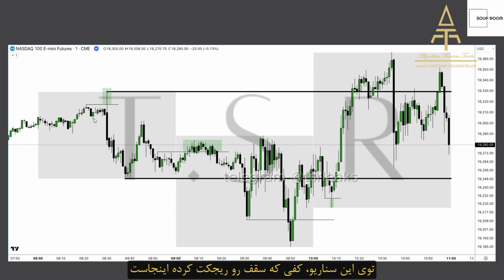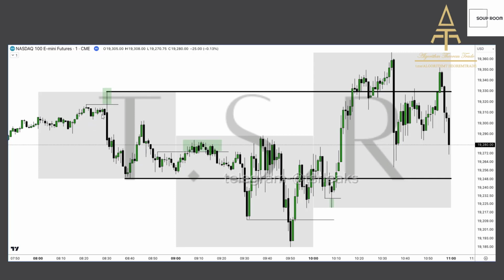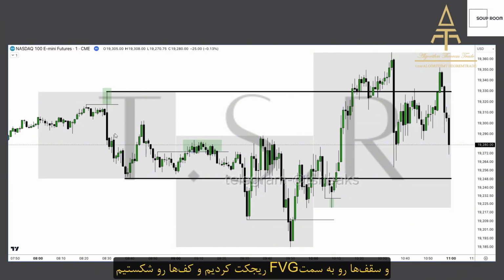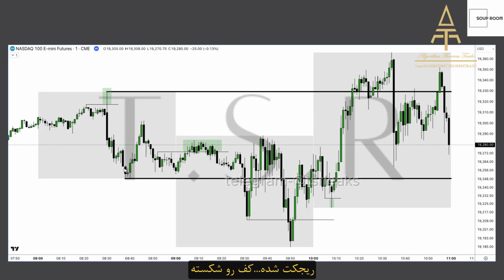In this scenario, the low that rejected the high is right here. We broke through it. We then broke through another low. We then rejected highs into the fair value gap, broke through a low. Rejected, broke through a low.